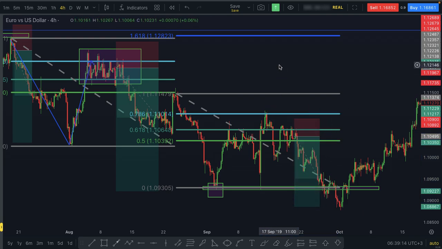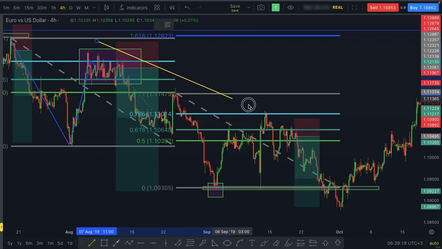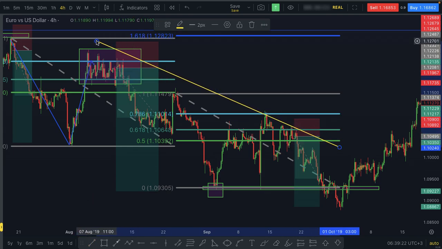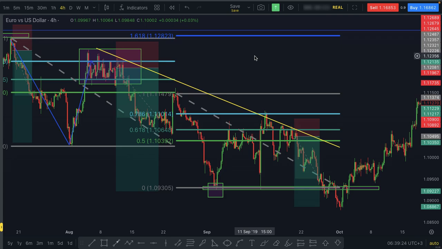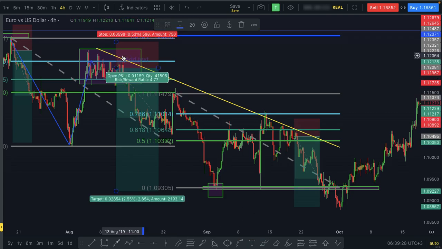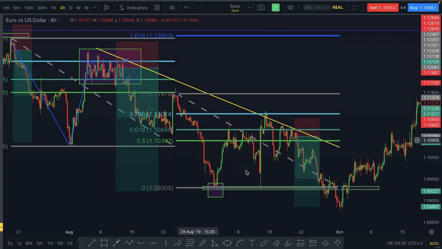Still, we can as well use a trend line around here, guys. We can as well use a trend line around here from this point. That means this becomes our point A. Let me get this point A. Okay, and this becomes our point B. And this becomes our point C.